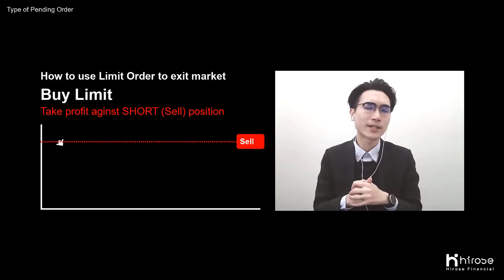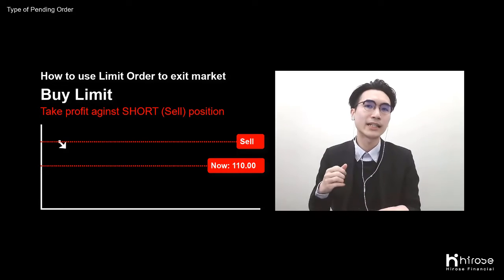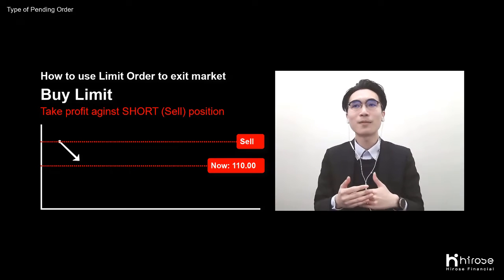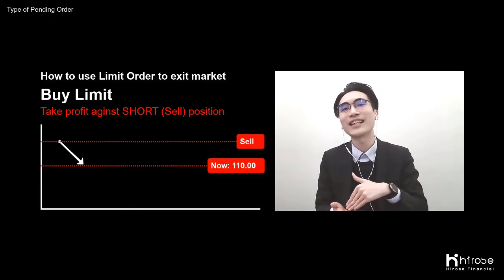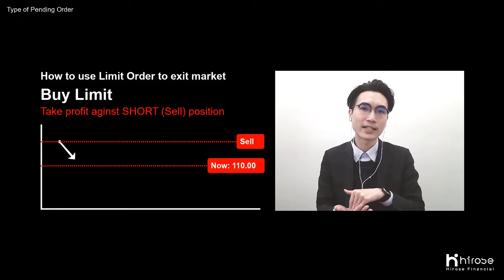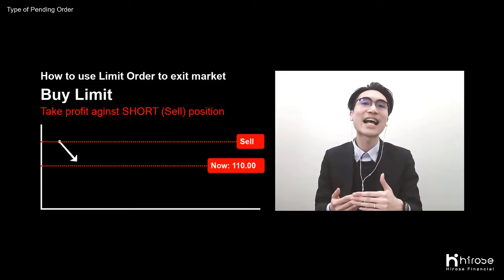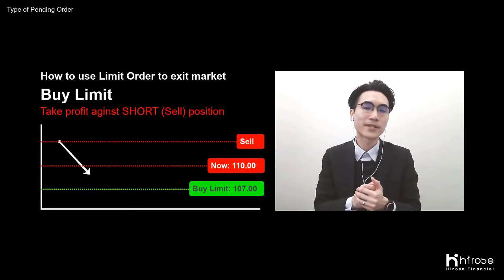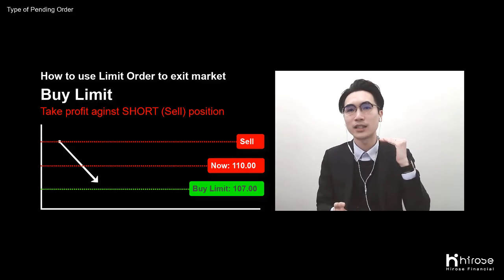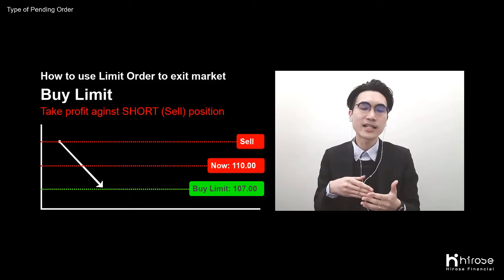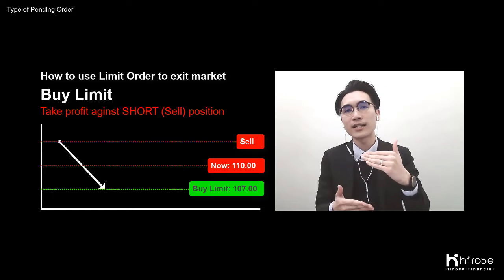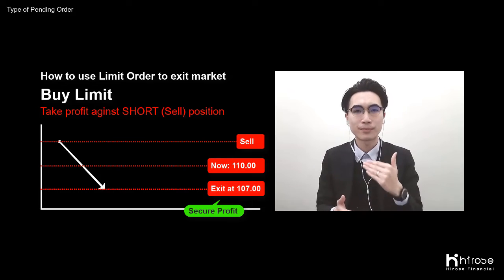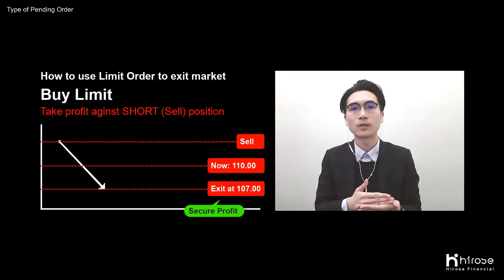Let's say again I take US dollar and Japanese yen as an example. Let's say I have a short position on US dollar and Japanese yen, so I expect the price to go down. Then in reality it really goes down, and now I want to secure my profit. In order to secure my profit, I will place a buy limit order that is against my short position. Let's say I want to secure my profit when the price drops down to 107, which is lower than the current price of 110. If I set this 107 as my buy limit price, then when the market gets to 107, a buy limit order is going to be executed, and that is going to help me to exit the market and to secure my profit. So that's how we use the buy limit order to secure profit.